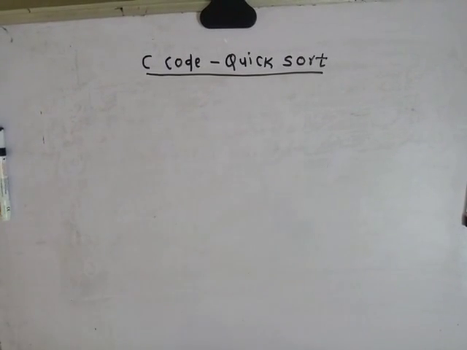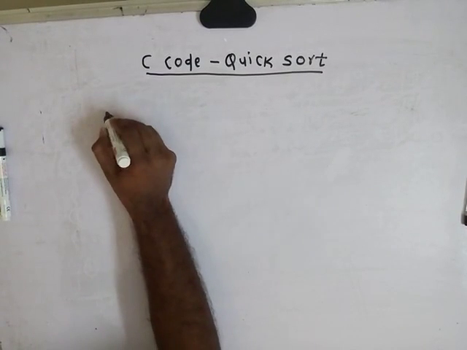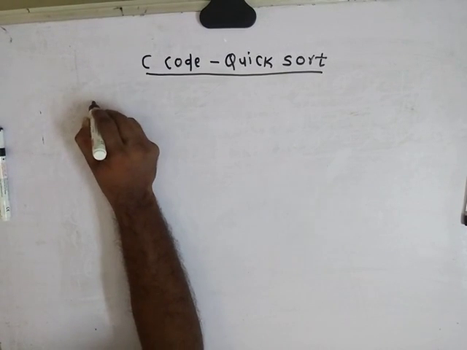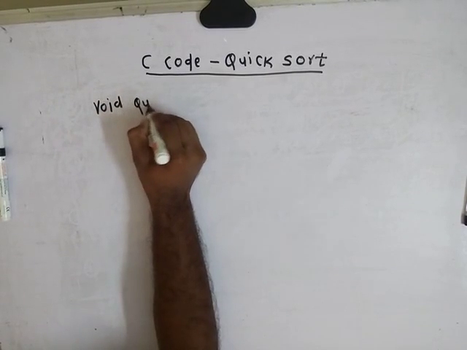Hello friends, so today we'll study quicksort algorithm C code. So here is the quicksort function, void quicksort.